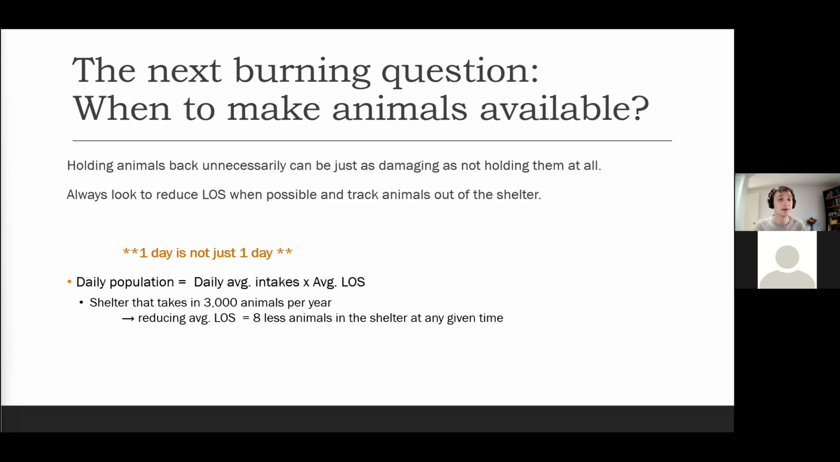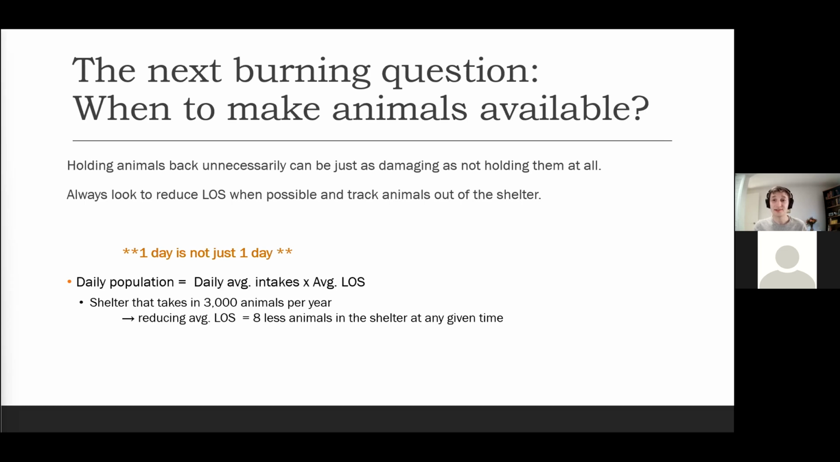And what's important to note is that holding animals back unnecessarily could be just as damaging as moving them through too fast. So I always look to reduce the length of stay when possible and track animals out of the shelter. Because if you've heard me talk before, you know that I say this all the time, 1 day is not just 1 day. So quick capacity reminder, right? Our daily population is the product of our average intakes with our average length of stays. So a shelter that takes in 3,000 animals per year, reducing my average length of stay by only 1 day means that I have 8 fewer animals in the shelter at any given time, which is huge.